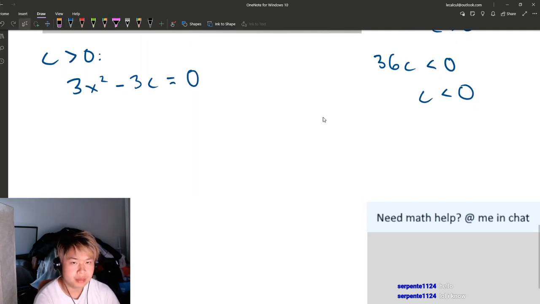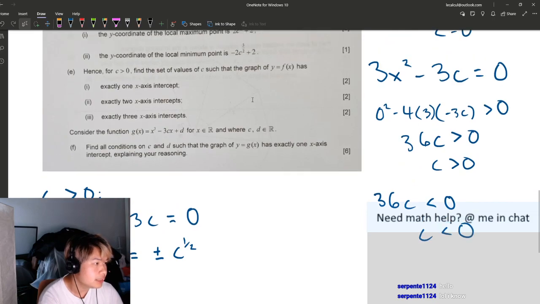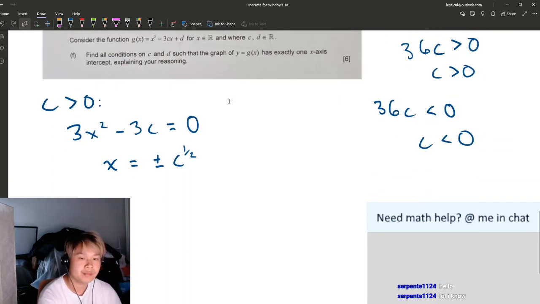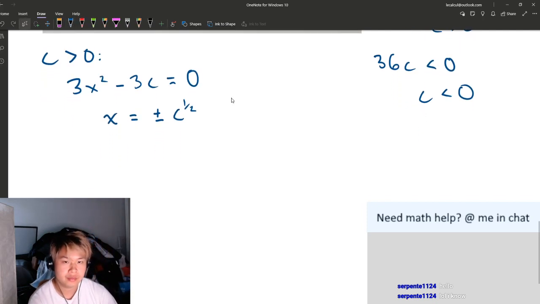So you're going to get x. The x value is plus or minus the square root of c, or c to the power of 1/2. And it wants us to find the y-coordinate of the local maximum and the local minimum. Okay, so we're going to plug this into the original function.